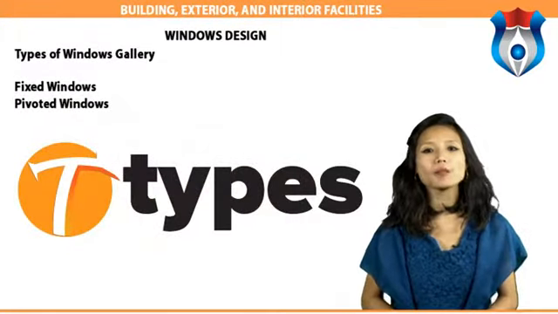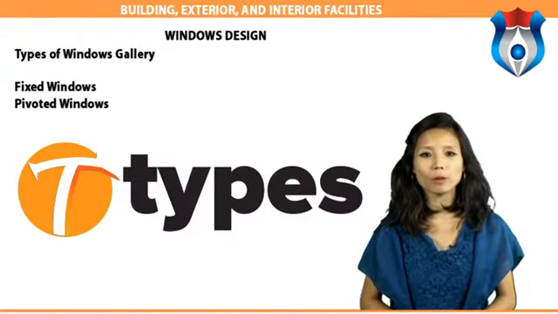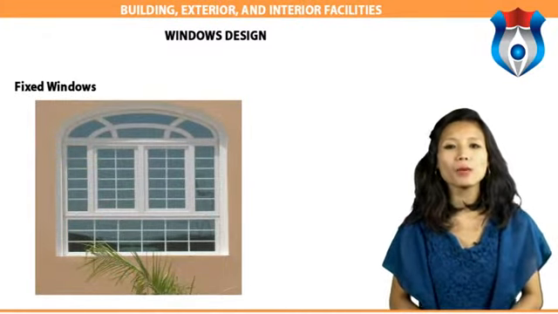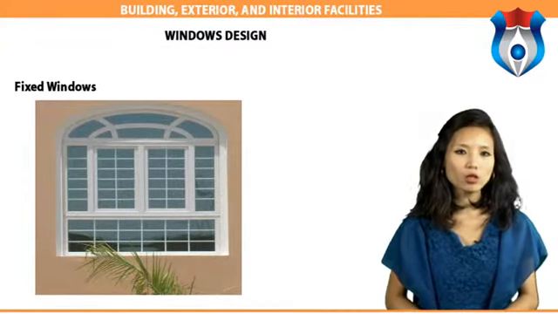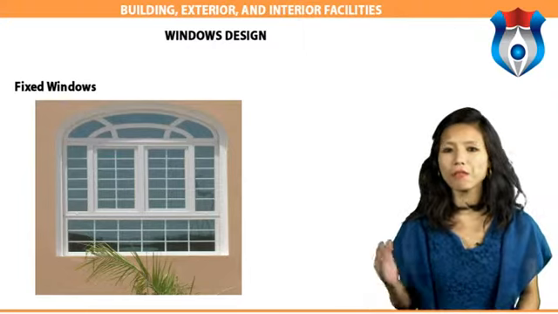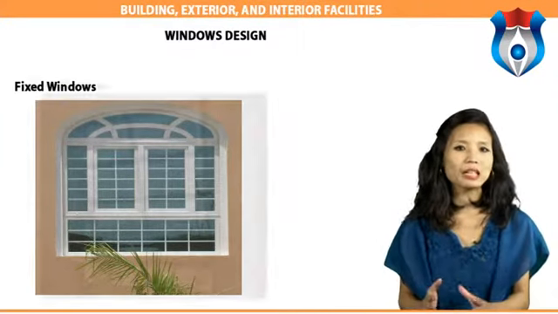Following are the types of windows. Fixed windows: these windows are provided for the sole purpose of admitting light and providing vision in the room. The window consists of a window frame to which shutters are fixed. The shutters are fully glazed.